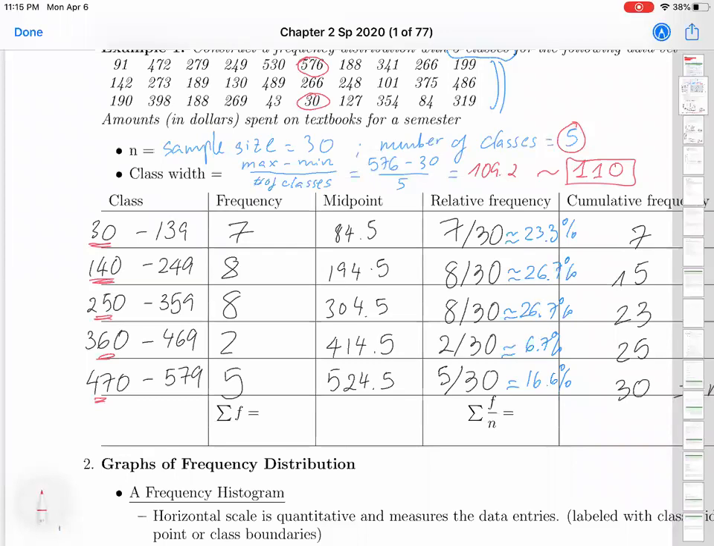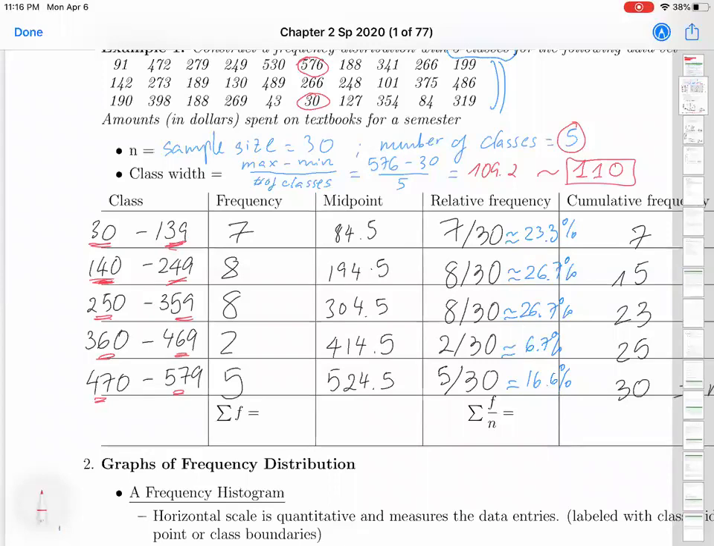And then once I have the lower limits for all classes, I can find the upper limit for each class. So the upper limit of the first class should be 1 unit less than the lower limit of the second class. So the upper limit of the first class should be 139. And I can just add 110 to get 249, right? And add 110 to get 359, and so on and so forth. So I created the lower limit and upper limit of each class.